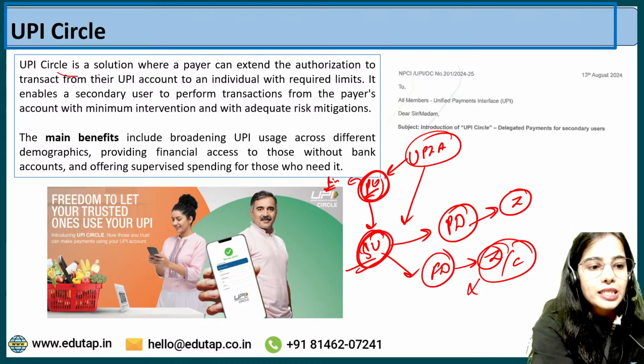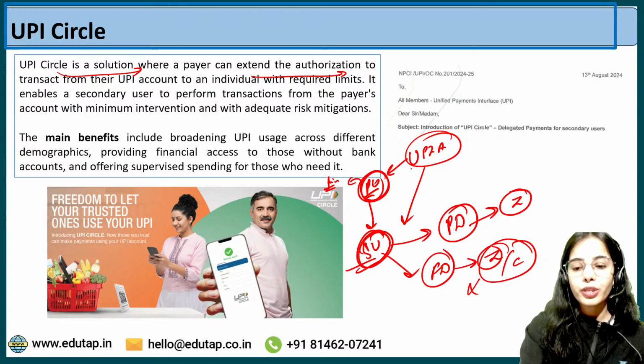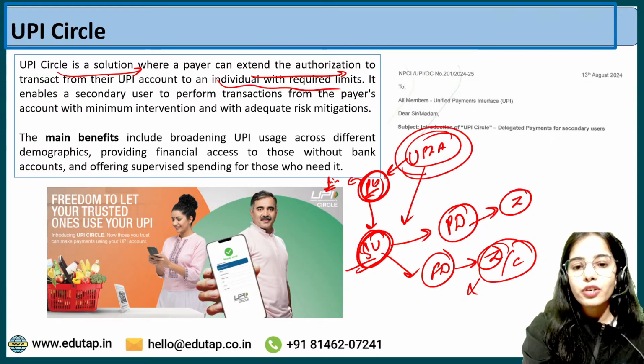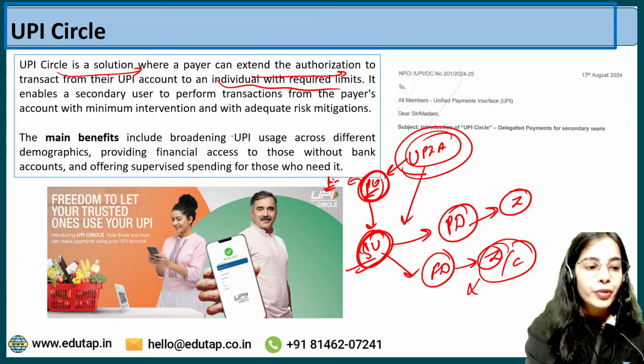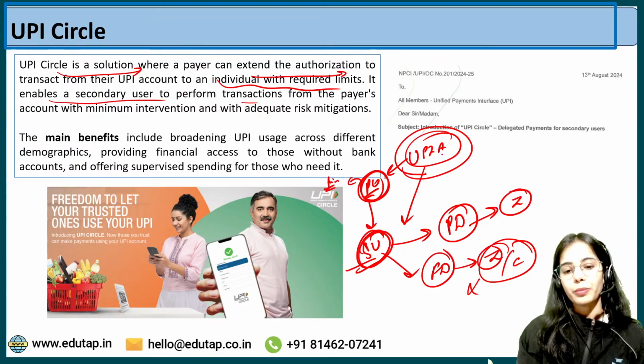Okay, so UPI Circle is a solution where a payer can extend the authorization to transact from their UPI account to an individual with required limits. It enables a secondary user to perform transactions from the UPI account of the primary user.